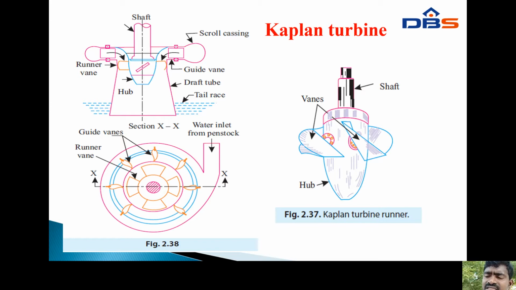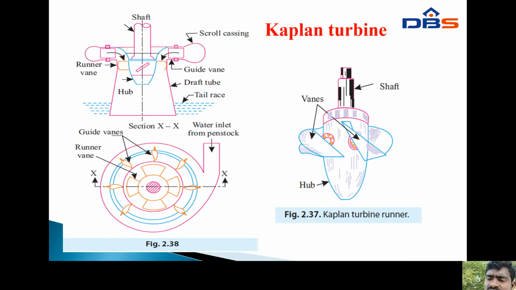The runner blades are adjustable and can be rotated about a pivot fixed to the hub of the runner. The runner blades are attached to the hub. Usually it has 4 to 6 blades having no outside rim.